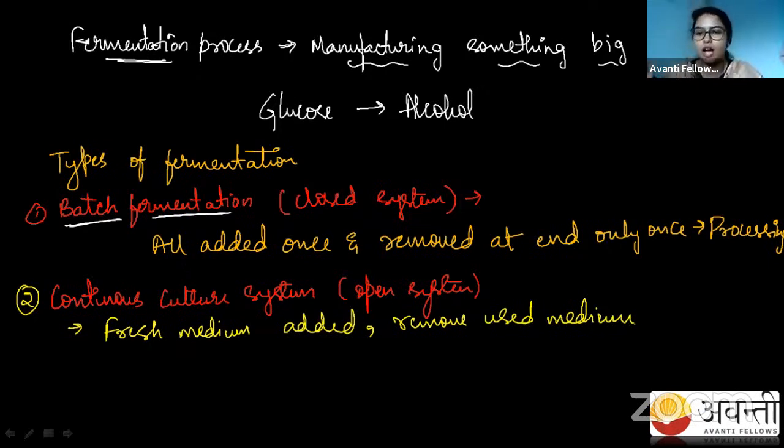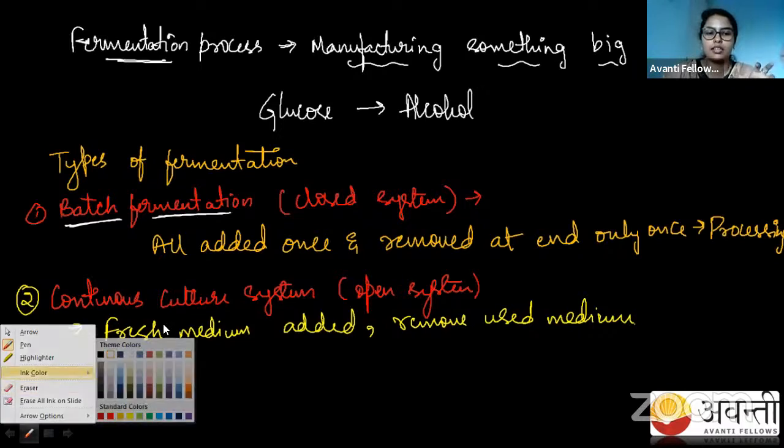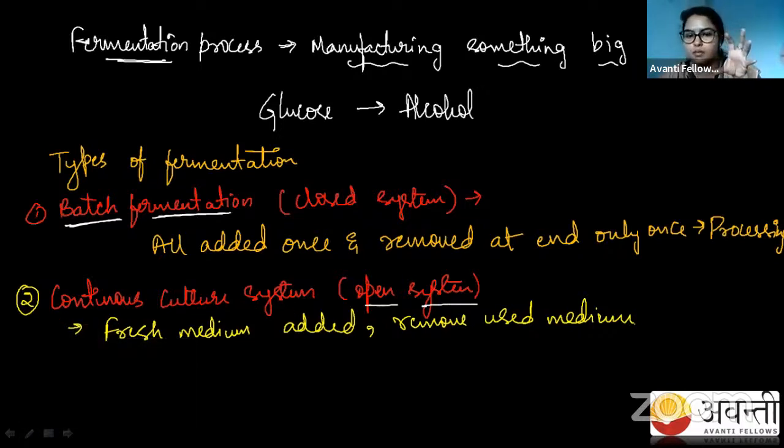ಆಮೇಲೆ ಬ್ಯಾಚ್ ನೀವು ಹಾಕ್ತಾ ಇರ್ಬೇಕು. ಸೆಕೆಂಡ್ ಟೈಪ್ ಇಸ್ ಕಂಟಿನ್ಯೂಸ್ ಕಲ್ಚರ್ ಮೀಡಿಯಂ. ಇಲ್ಲಿ ಏನಾಗುತ್ತೆ ಅಂತ ಹೇಳಿದ್ರೆ, ಇದು ಓಪನ್ ಸಿಸ್ಟಮ್. ಅಂದ್ರೆ ಏನು, ಇದು ಕಂಟಿನ್ಯೂಸ್ ಆಗಿ ರನ್ ಆಗ್ತಾನೆ ಇರುತ್ತೆ. It is continuously running. ಈ ಬಯೋರಿಯಾಕ್ಟರ್ ರನ್ ಆಗ್ತಾ ಇದೆ.